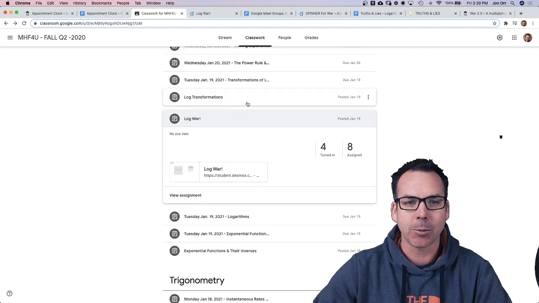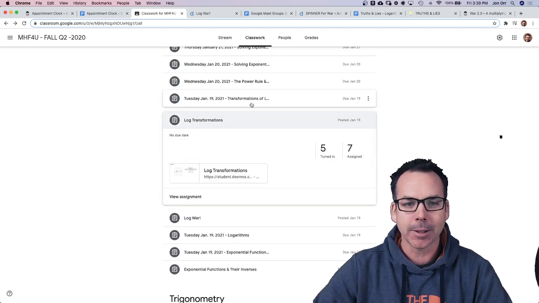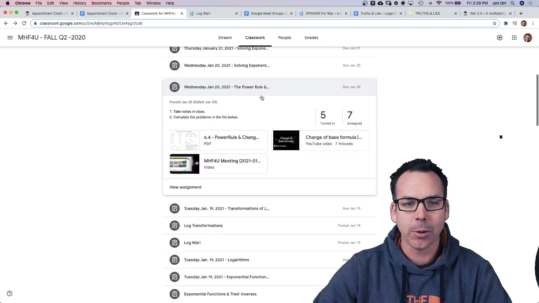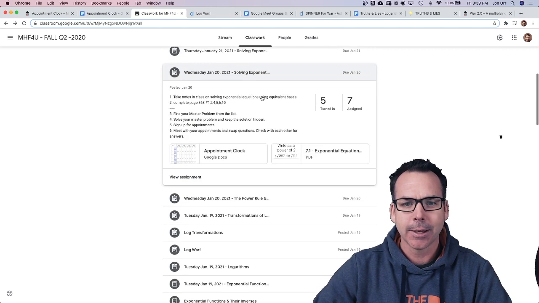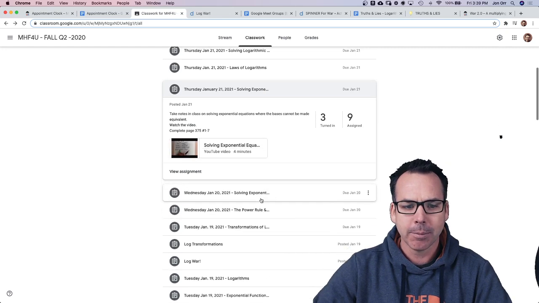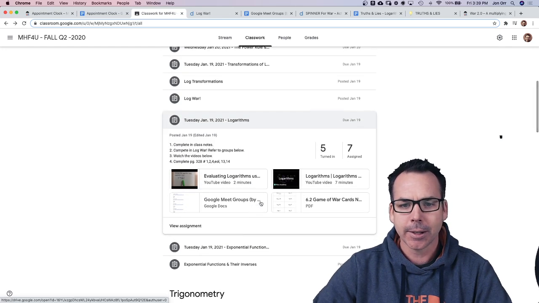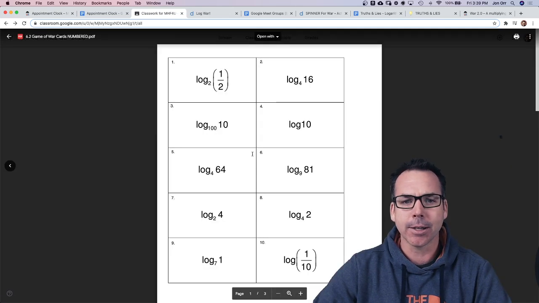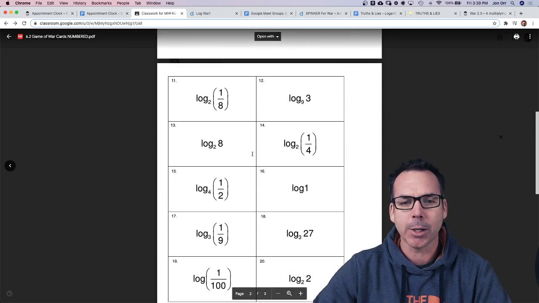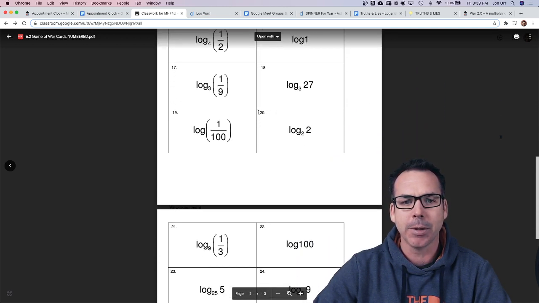So I've got my log war right here, and I'm just going to scroll through to see. There's my appointment clock structure. My log war must be back here. Here it is. There's my game cards. So notice I have these expressions already ready to go, and then I labeled them by number.